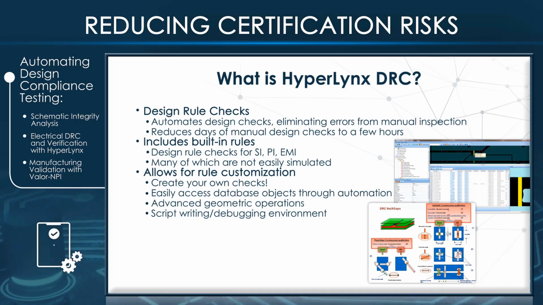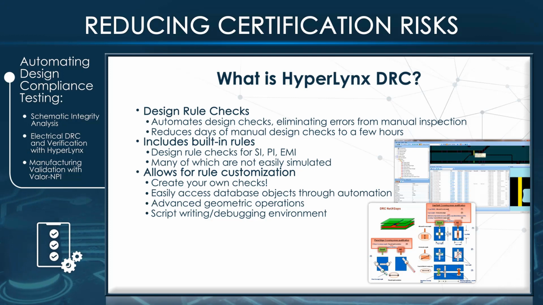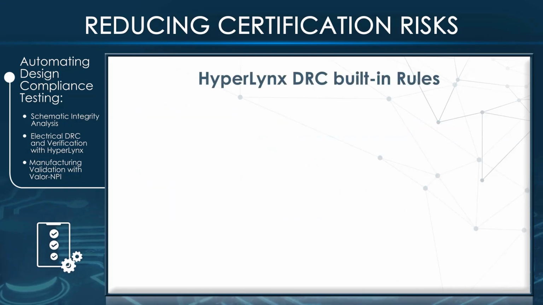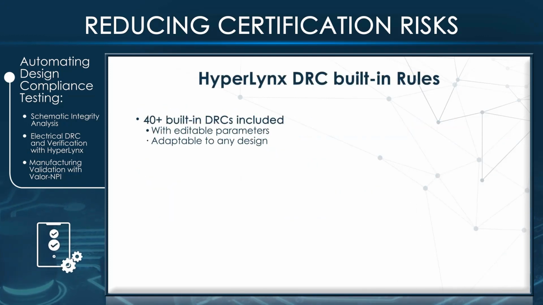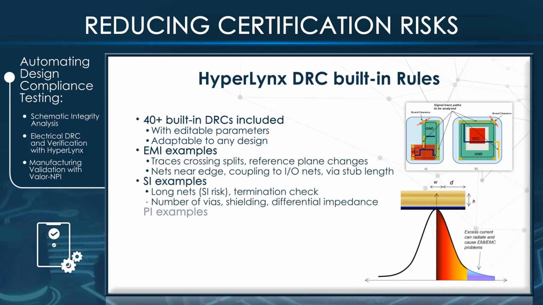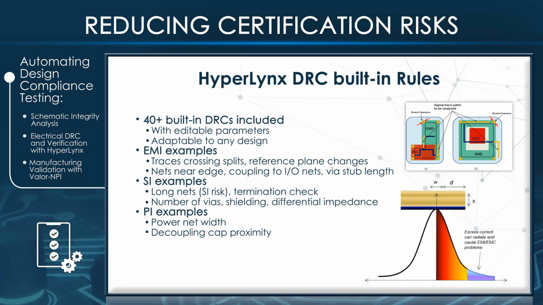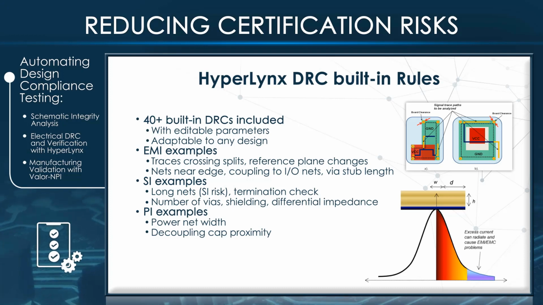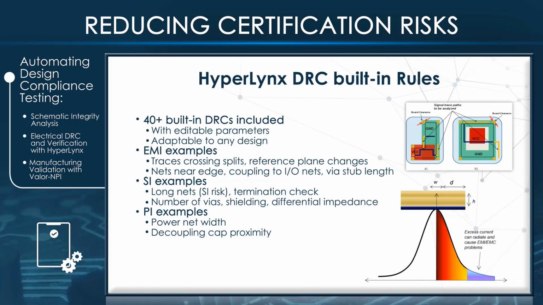And a lot of the stuff out of the box will cover the checks you run today that are manual checks. Right now, there's 40 plus built-in DRCs with editable parameters, so you can take your datasheet or app note, whatever it is that you're trying to verify, and put those values in, and it'll automatically check it for you. Some examples are high-speed traces crossing gaps, where a high-speed signal will see an impedance change on that gap in the power planes. It'll cause a reflection of that signal.